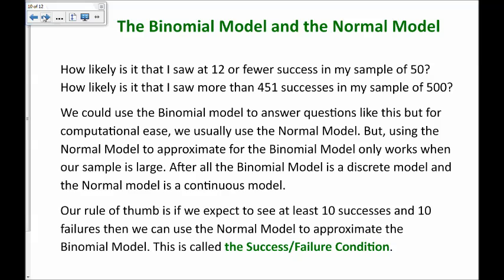But using the normal model to approximate the binomial model only works when our sample is large. After all, the binomial model is a discrete model and the normal model is a continuous model. Our rule of thumb is that if we expect to see at least 10 successes and 10 failures, then we can use the normal model to approximate the binomial model. This is called the success-failure condition, and we'll use this consistently throughout the rest of the course.